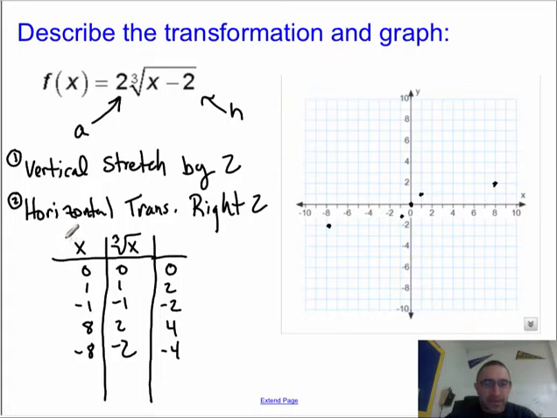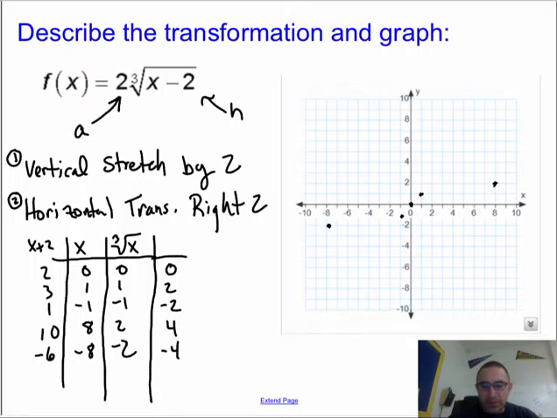But next, I take care of the horizontal translation to the right. So I need to take every x value and add 2. 2, 3, 2 and negative 1 is 1, 10, negative 6. Right? So I have my points to graph.